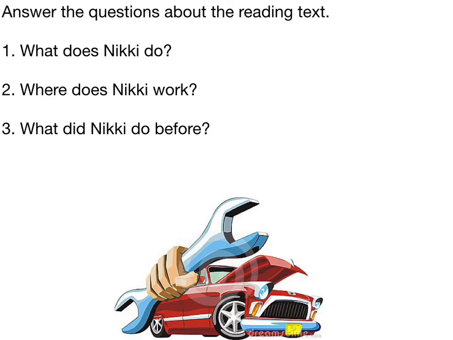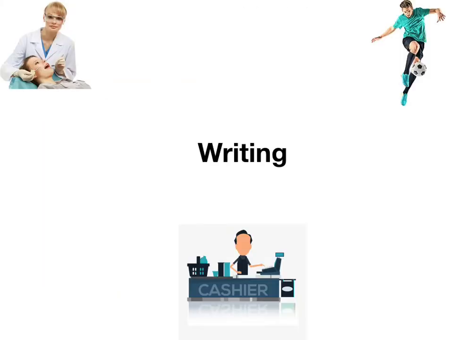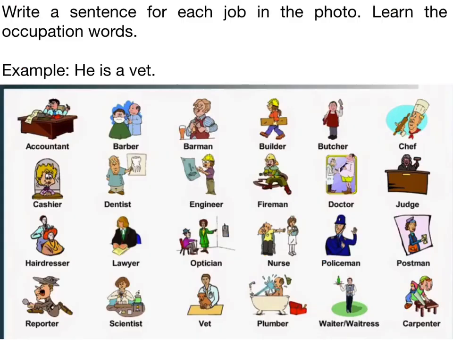Just answer the questions. In this section, you start writing sentences and you practice writing sentences using the grammar of to be and the words for occupation or job. Write a sentence for each job in the photo. Learn the occupation words. You can see many photos about many jobs and you can easily write sentences about jobs. For example, he is a vet. He is a barber. He is a barman, and so on.